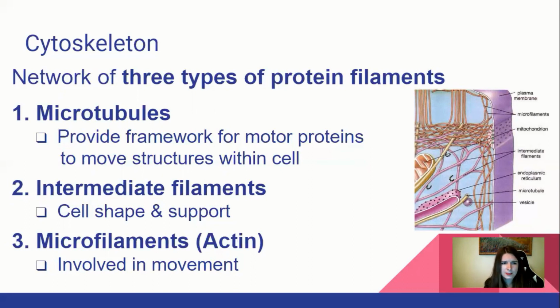Our intermediate filaments, we're not going to talk about any of the specialized jobs they do in this class, so we're just really going to think about them as being really important for cell shape and support. Microfilaments are our last type of protein filaments in the cytoskeleton, and their special job is really for cell movement. So you'll talk about them next year when you start to talk about muscles, for example. Your microfilaments will be really important.